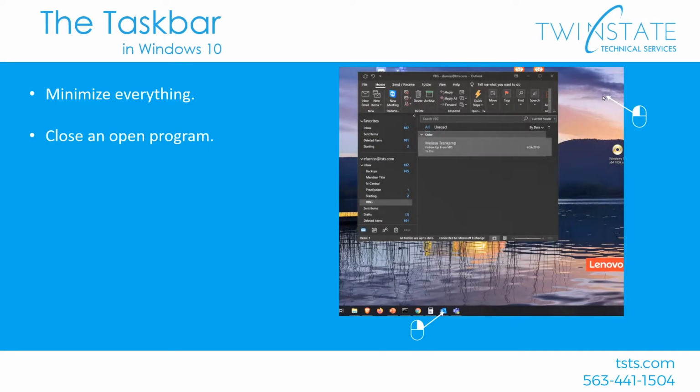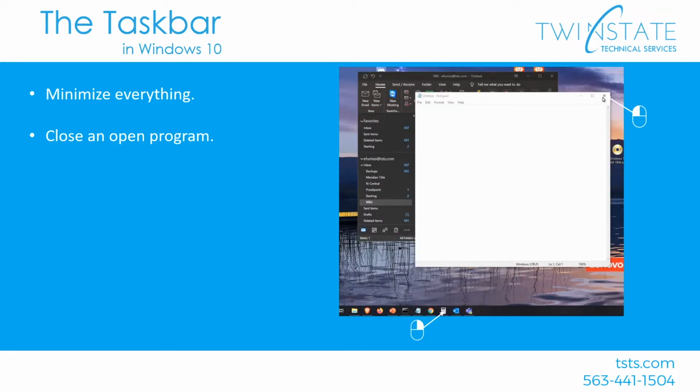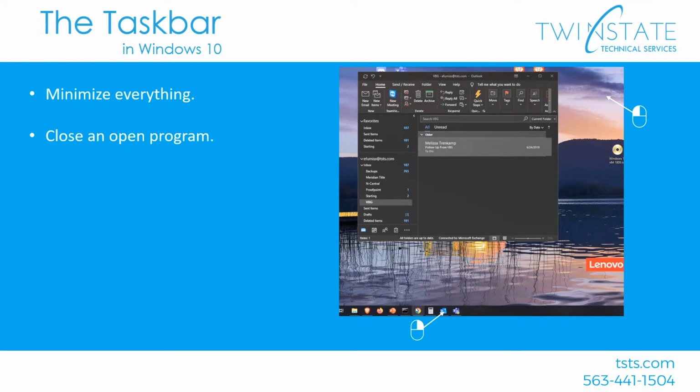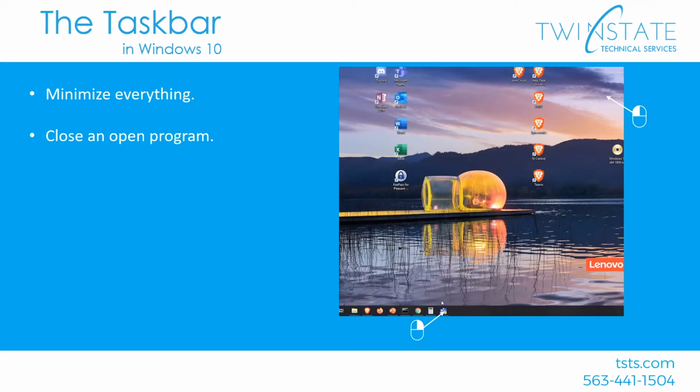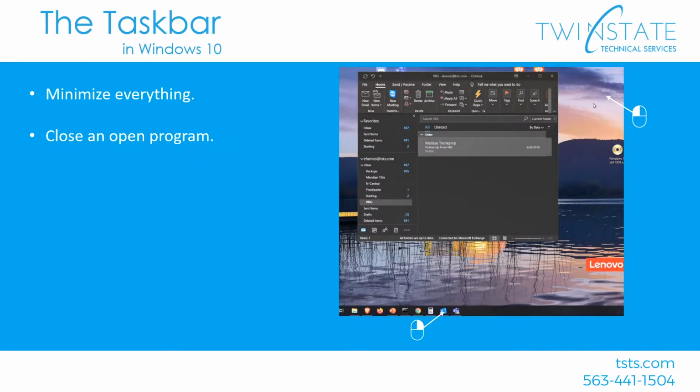In Windows 10, closing programs works a lot like Windows 7. Clicking on the X in the top right-hand corner of any program allows you to close that program, or you can right-click on the open program in the taskbar and then simply click Close the program.